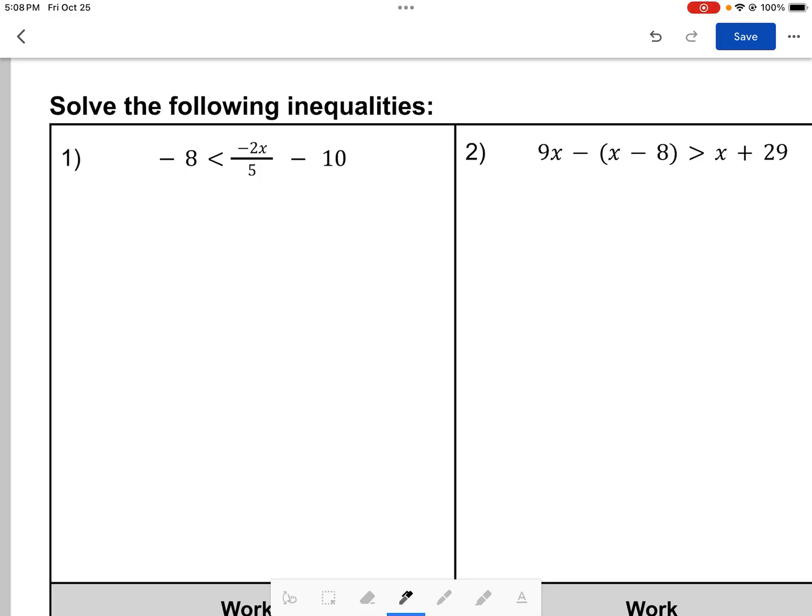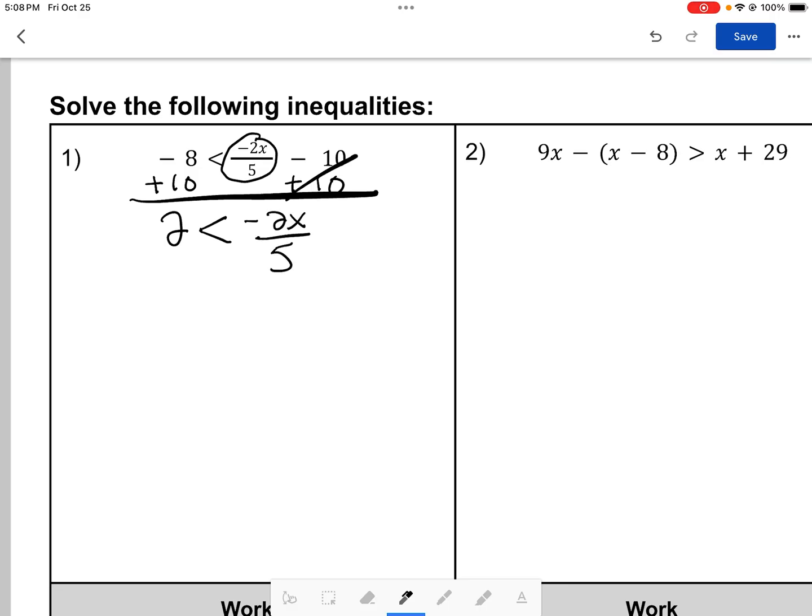Now I want to get this by itself, so I'm going to do the opposite of negative 10 to get that alone. I know negative 10 plus 10 cancels. I know that negative 8 plus 10 is positive 2. I'm going to bring down my less than sign, and then I'm going to bring down my negative 2x over 5. Now, in order to get this negative 2x by itself, I'm going to multiply this fraction by the denominator of 5. Technically, I'm multiplying by the reciprocal to cancel the 5s.